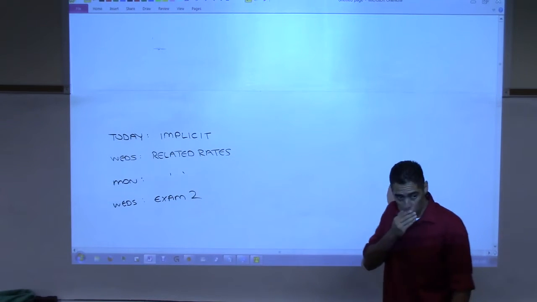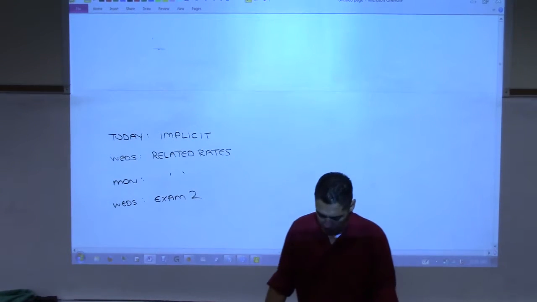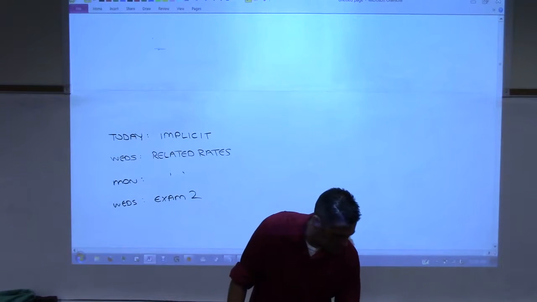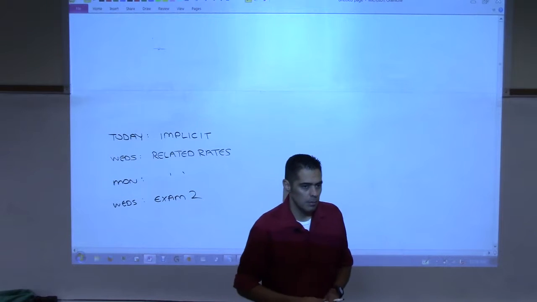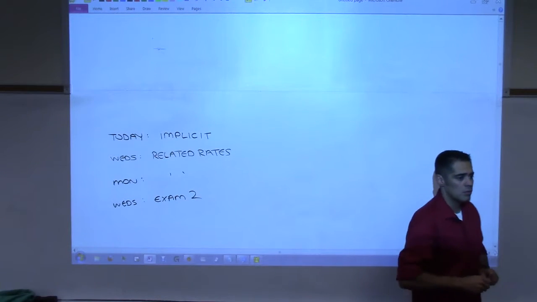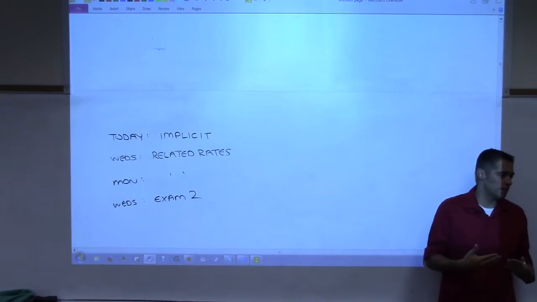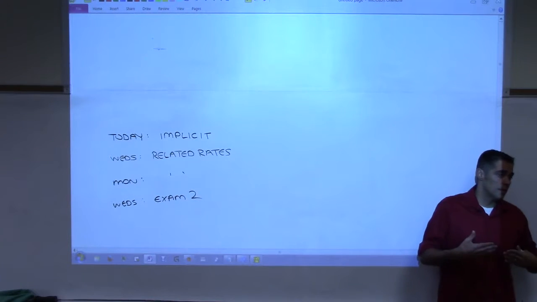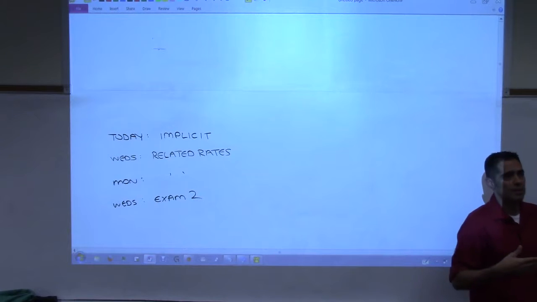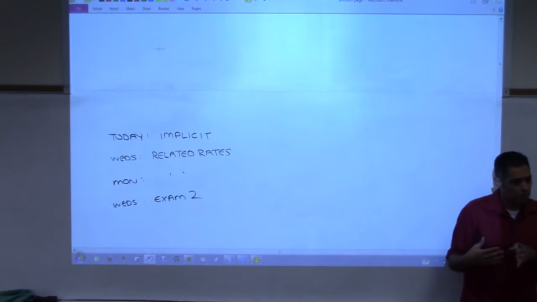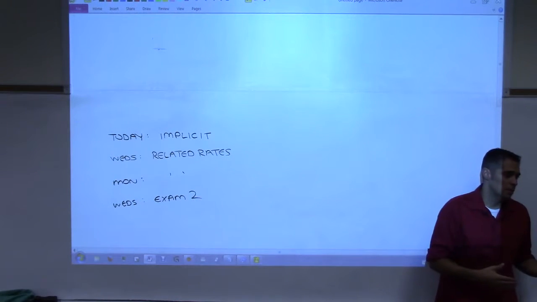I think the question is when to use the product rule versus the chain rule. Well, the main thing is the product rule is used when you have multiplication between two functions, and the chain rule is when you have a function inside of another function. So you have to be able to identify the difference between a product and a composition.